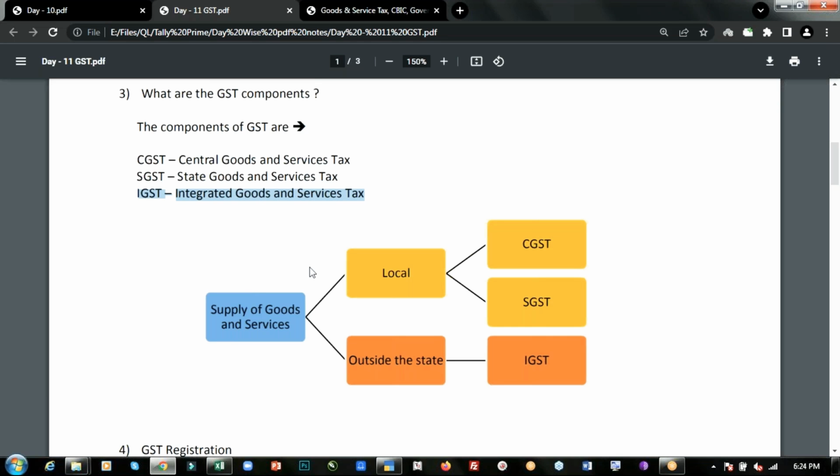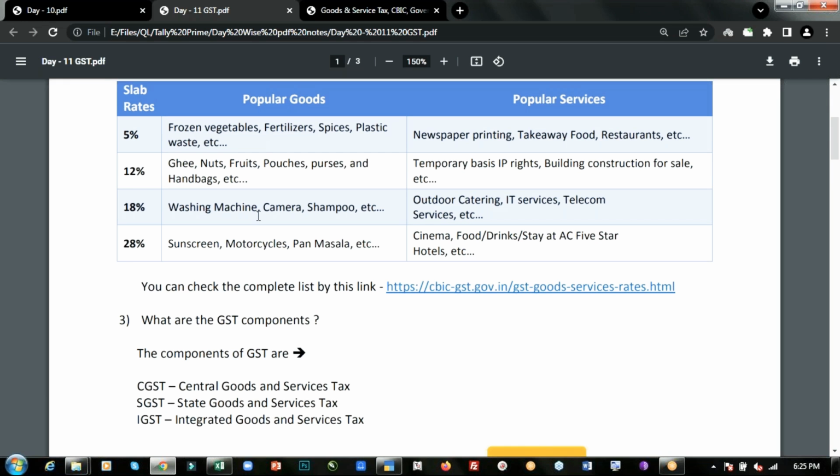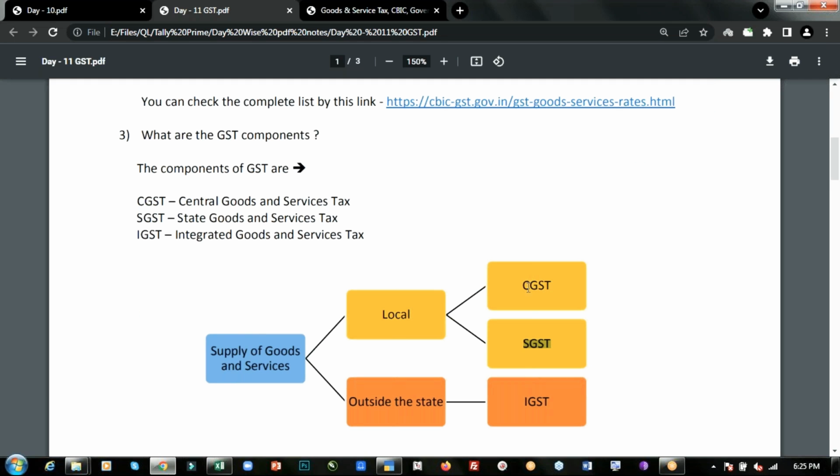If I talk about which kind of component is applicable when, it is very simple. When we are selling or purchasing goods or services within the state, meaning local. Suppose our company is registered in the Delhi state, and we are purchasing and selling goods only within Delhi, so on that product CGST and SGST will be applicable. Suppose on a product, for example a washing machine, there is 18% tax. If you are purchasing the washing machine from Delhi and you are located in Delhi, then 9% CGST and 9% SGST will be applicable.